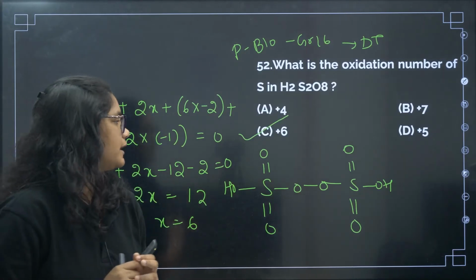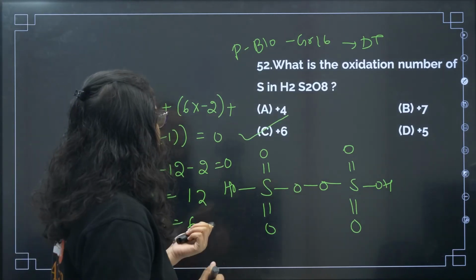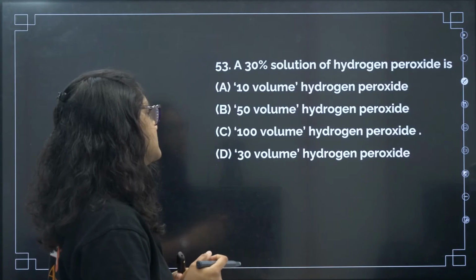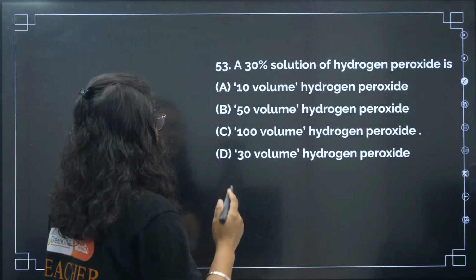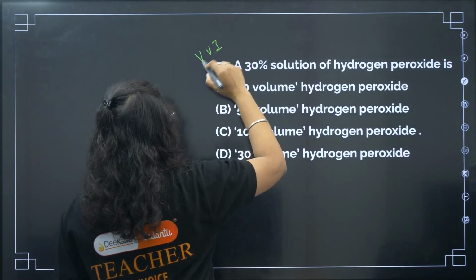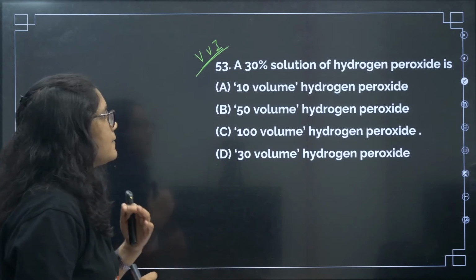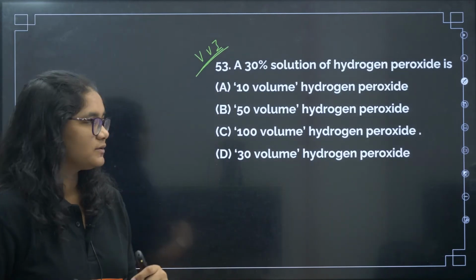which is incorrect. Okay, now coming to question number 53, a 30% solution of hydrogen peroxide is, okay, this is again a very important question here. 30% solution of hydrogen peroxide is.